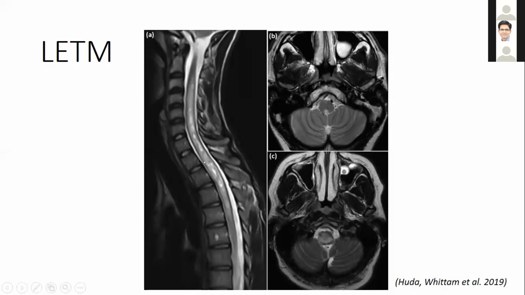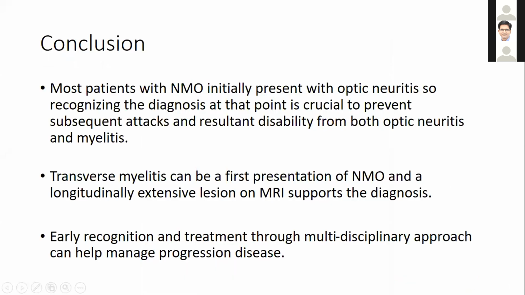What we'll see is a large, extensive area within the spinal cord, extending more than 3 spinal cord sections. And then we have other lesions in other areas of the central nervous system, within the area postrema, as well as the brainstem. So to conclude, a few takeaway points.